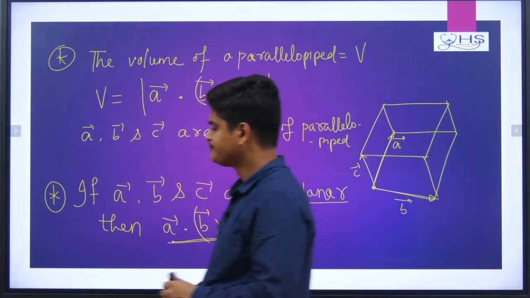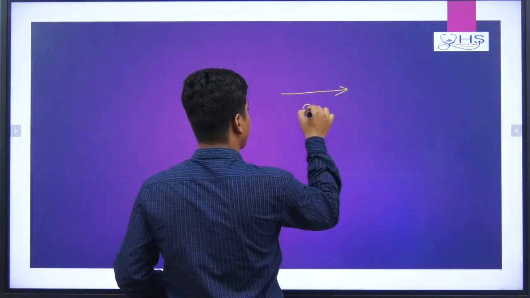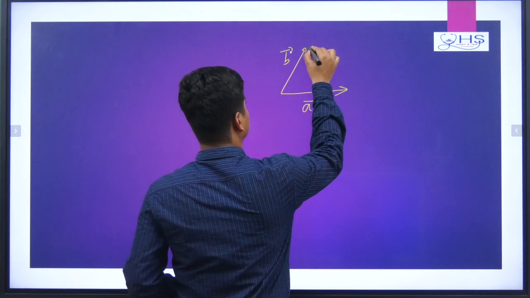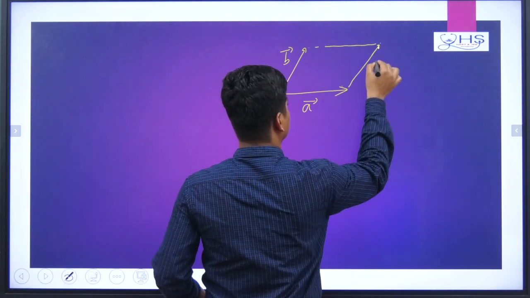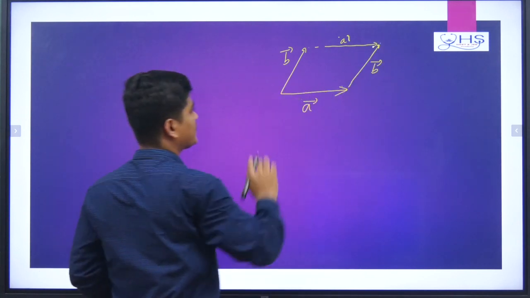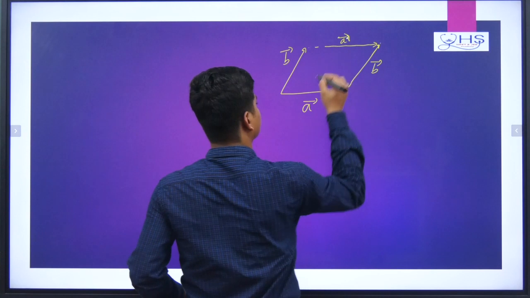Now move on to the next thing. Okay, now understand, suppose there is a vector A like this and another vector B like this. Here I am making a parallelogram. So this is the B vector also, this is also the A vector. So here the A vector and B vector are like this.